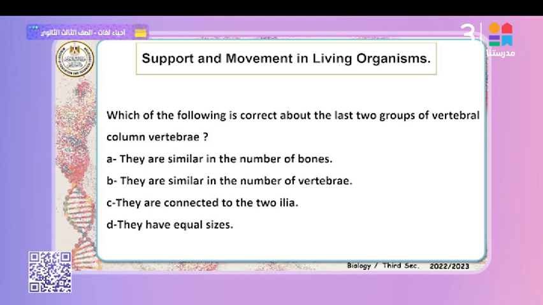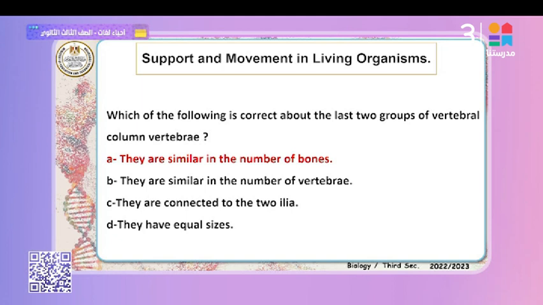C. They are connecting to the 2 ilia. Not related to connecting with ilia. The ilium is connecting with the pubis anterior and ventral. The ilium is connecting with the ischium posterior and ventral. They have equal size? No, not equal in size. So the best answer is that they are similar in number of bones.